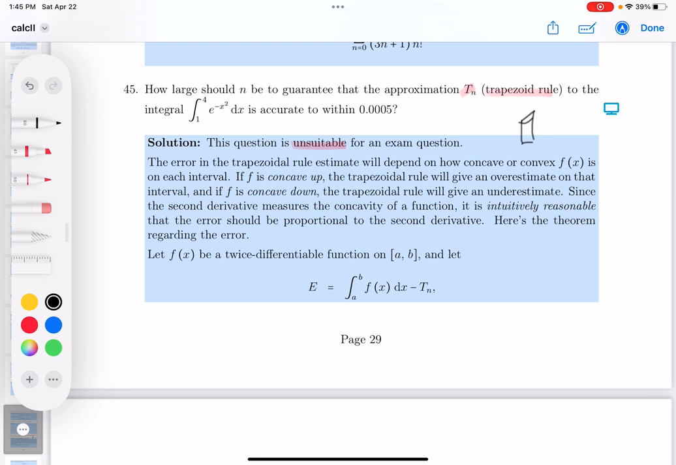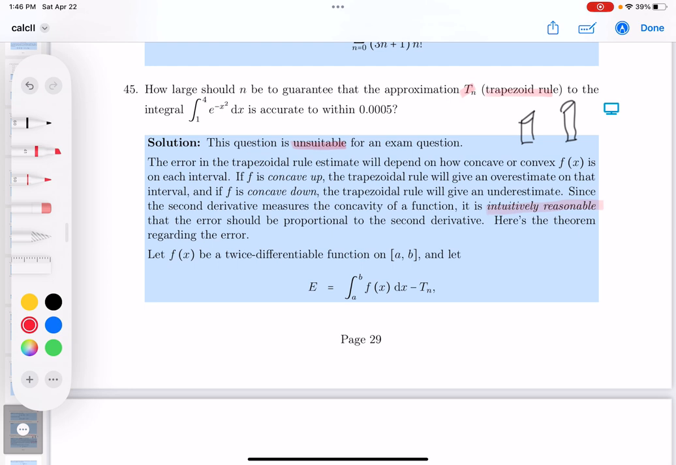Well, I can see that. And it goes on to say, let's put this over here. If it's concave down, I'll say on the interval, by the way, where the trapezoid's drawn. So it says if it's concave up, the trapezoid will give an overestimate on that interval. If it's concave down, the trapezoid rule will give an underestimate. Well, I can see that by drawing those pictures, by the way. Since the second derivative measures the concavity of a function, it is intuitively reasonable, well, that's a key word, that the error should be proportional to the second derivative.